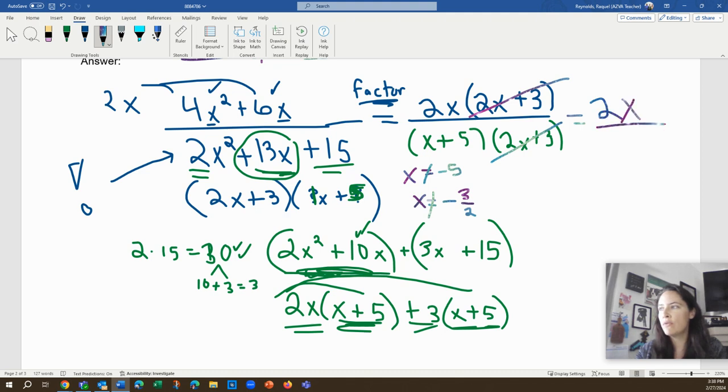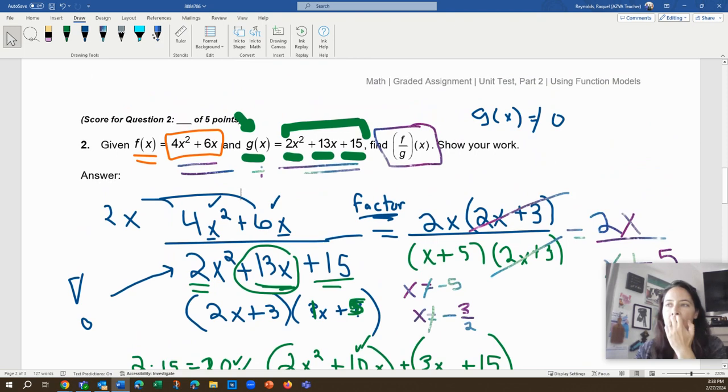2x over x plus 5. That's it. We're done. We wrote our domain restrictions. Thank you for that. That's it.